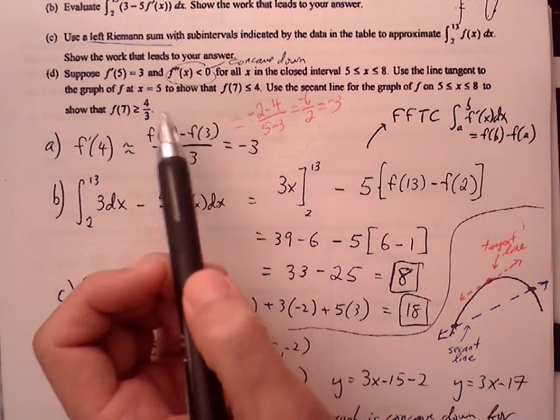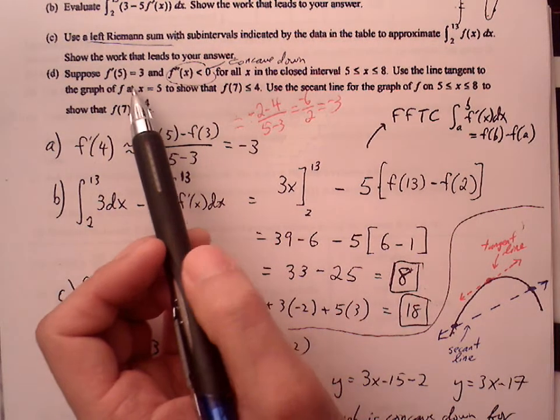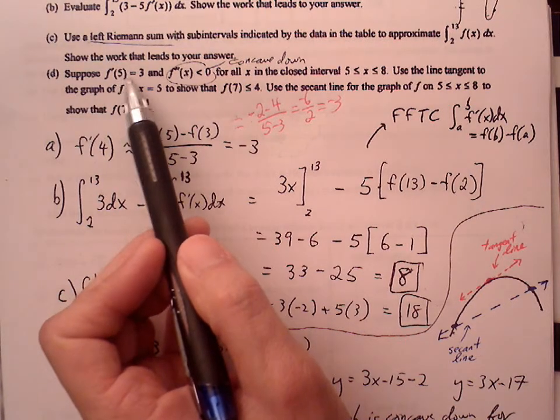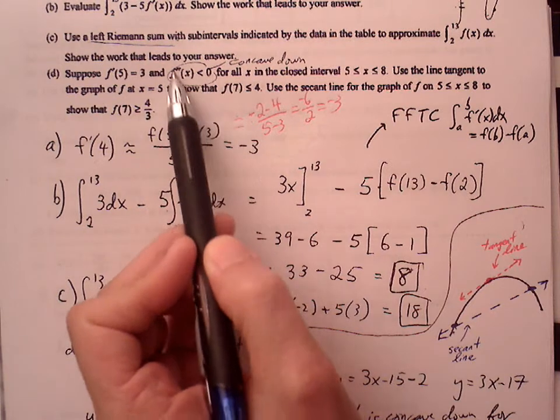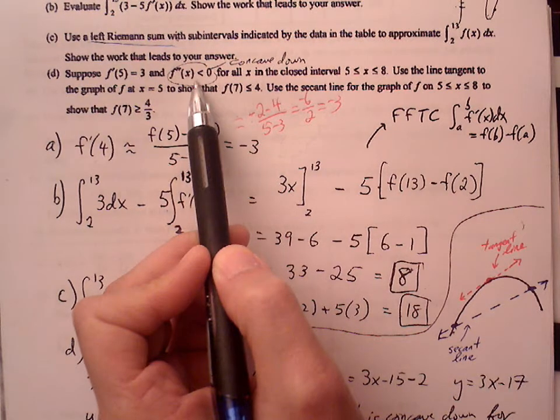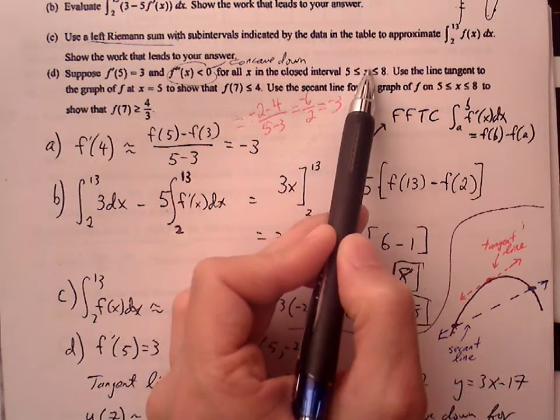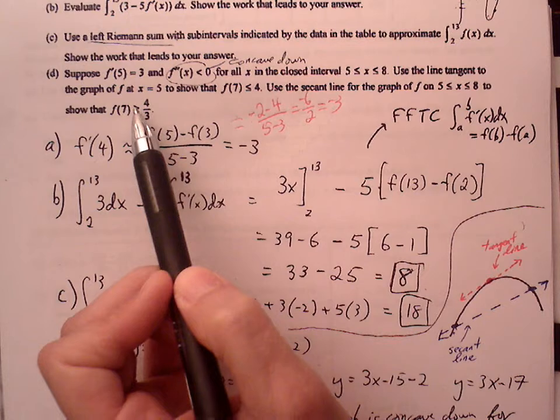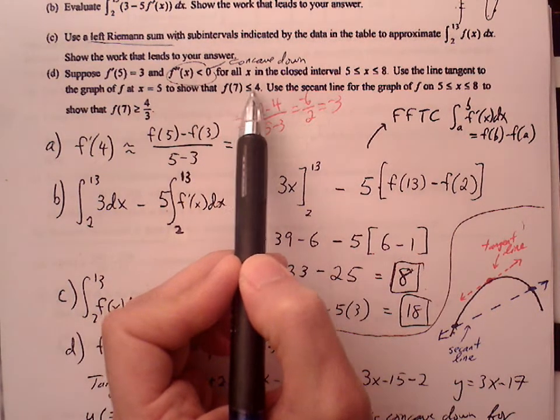Okay, part D, suppose that f prime of 5 is equal to 3. So in other words, the slope of the f graph at 5 is positive, 3. Meanwhile, this graph is going to exhibit a second derivative less than 0, which means that it's concave down, for all x on the closed interval from 5 to 8. Use the line tangent to the graph at x equals 5 and show that f of 7 is less than or equal to 4.